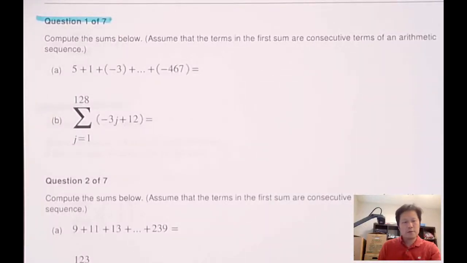Hi everyone. Today's lesson is summation of arithmetic sequence, summation of geometric sequence.